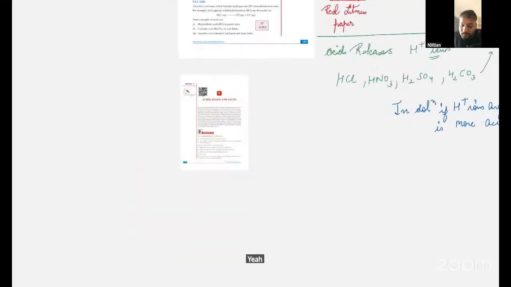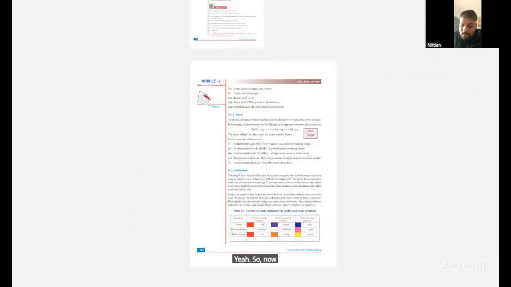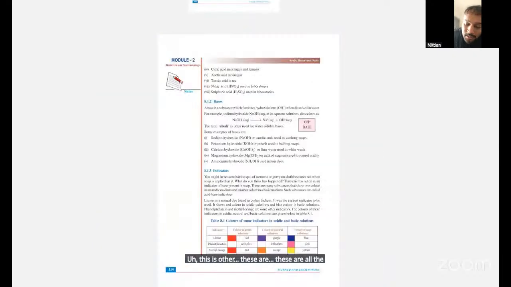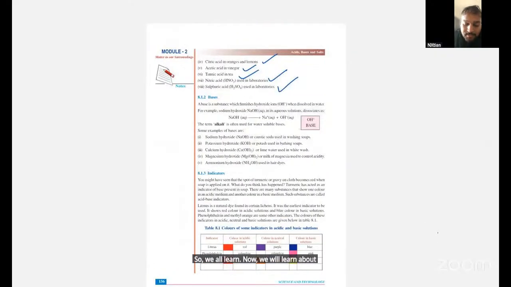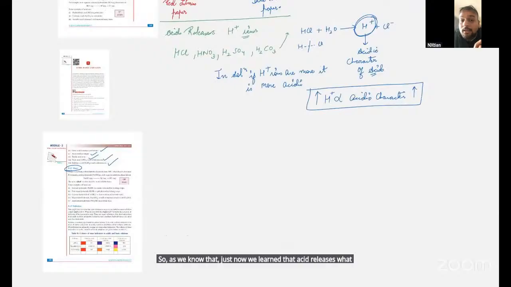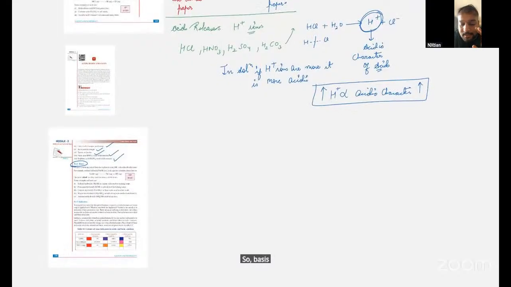So now we have these examples, all examples of acids. Vinegar, tannic acid, nitric acid, this acid and that acid. So we have learned that. Now we will learn about bases. Bases are generally bitter in taste. Just now we learned that acid releases H plus ions, so bases release OH minus ions.